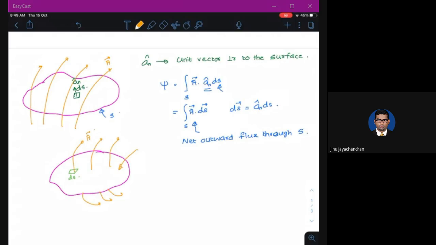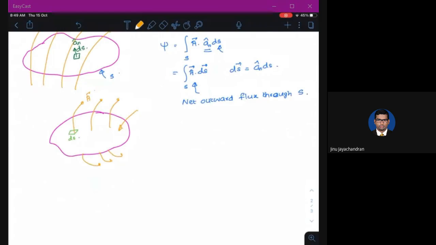Okay, so we'll see this in detail. Don't worry about this now. Okay, similar to surface and line integral, there is something called a volume integral.